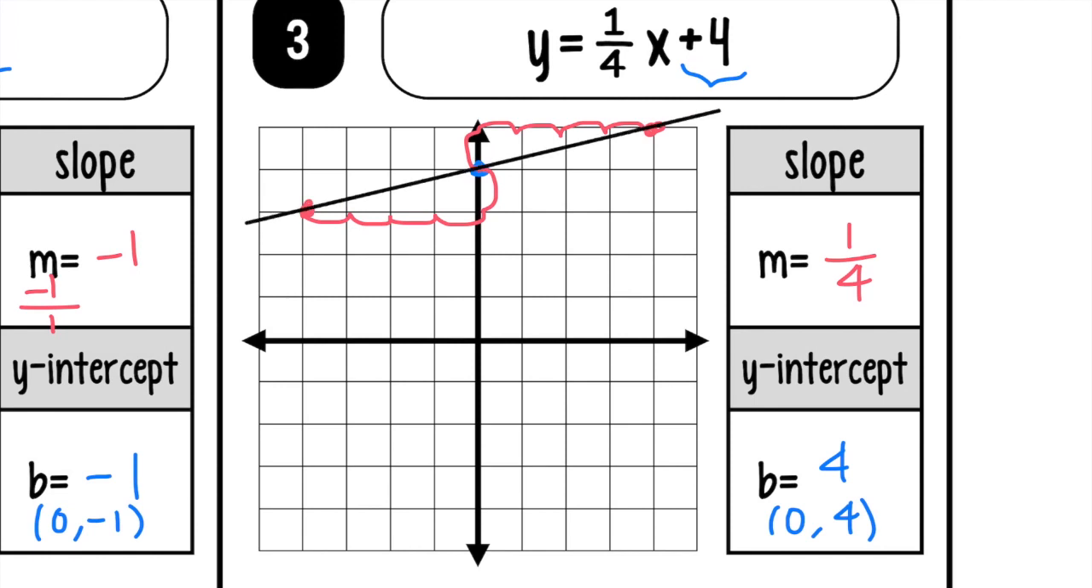Make sure you add arrows to both ends of your line, and that logically it makes sense. We have a line that's increasing from left to right because we have a positive slope.